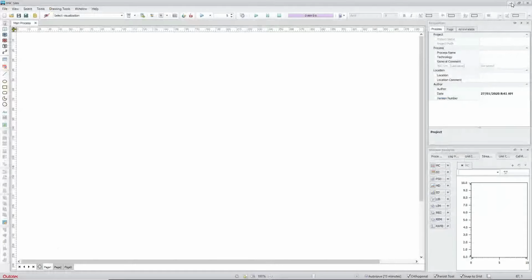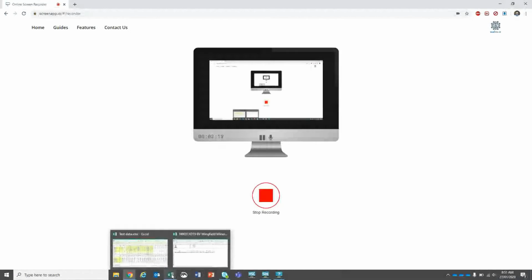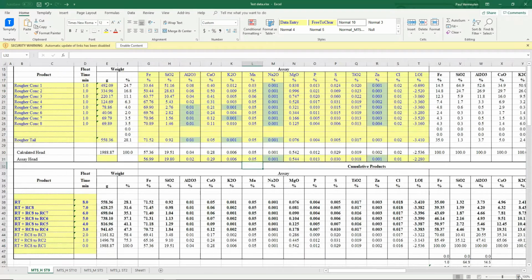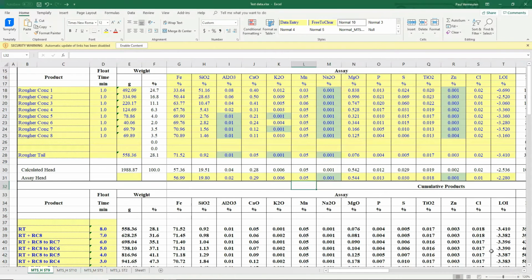I'm going to minimize this, minimize that, and let's go back to Excel. Let's have a look at the test work data we received from the laboratory. In this particular example, this was rougher flotation, and from the chemistry it looks like it was reverse flotation, so the silica was floated and the iron units were not floated, and a very clean concentrate was produced in the end containing mostly iron and very little silica. We also have other elements, so let's just have a look at them.